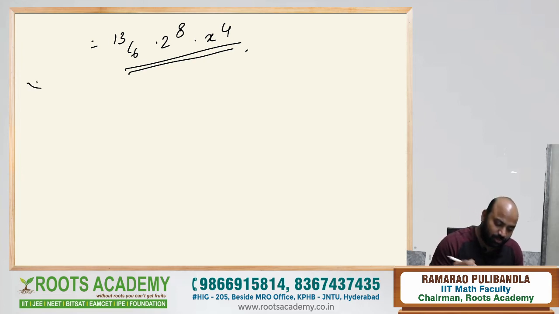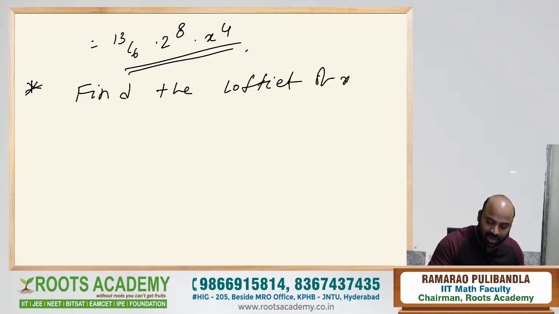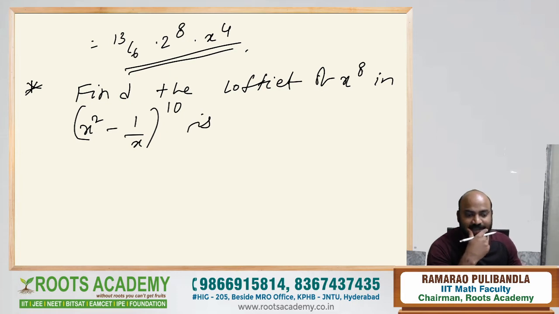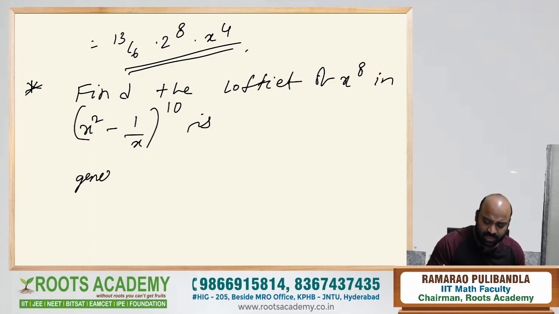So the next one, next question: find the coefficient of x power 8 in (x square minus 1 by x) whole power 10. What is the coefficient of x power 8 in this expansion? To find any coefficient or any constant term, first you have to look at the general term. So what is the general term here?